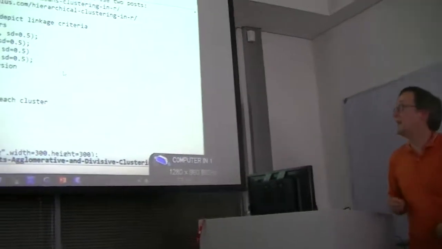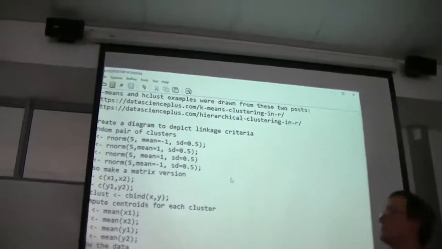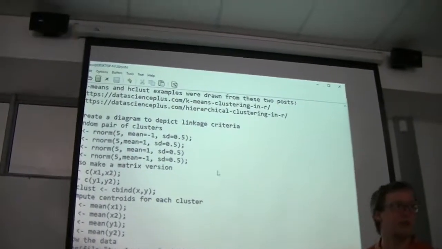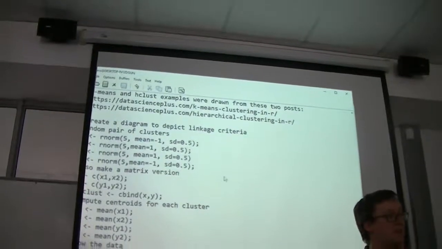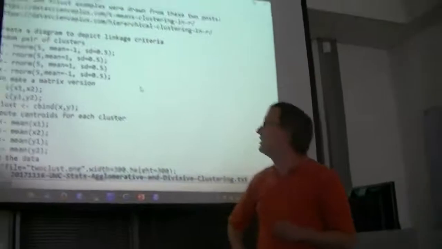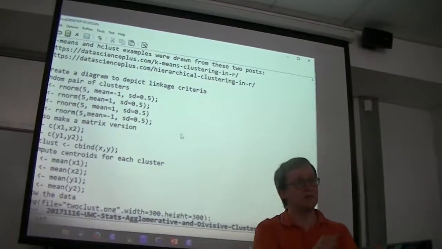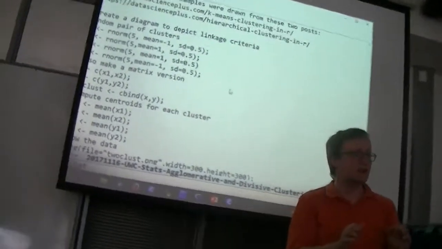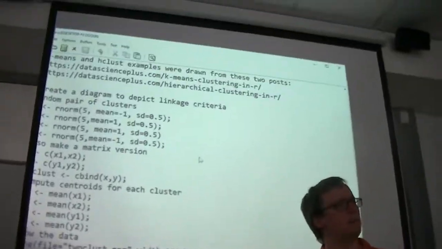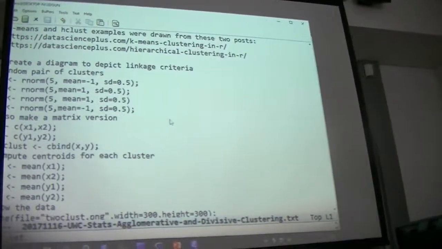I would start by saying that I borrowed a lot of this content from these Data Science Plus blog entries. The k-means clustering in R has a pretty good description written out along with the code for this example. The k-means clustering and the hierarchical clustering posts were two different posts working from the same data set. So here I've just followed that example. The code's not identical, but it's so similar as to be indistinguishable.